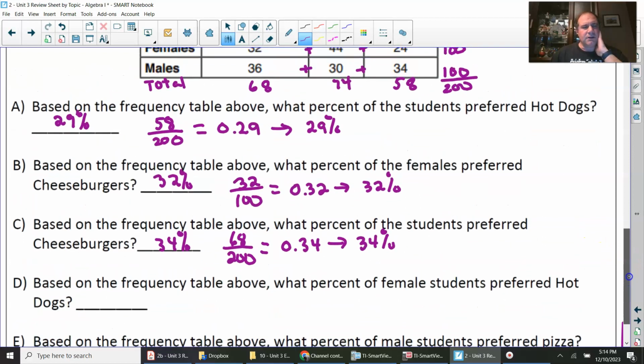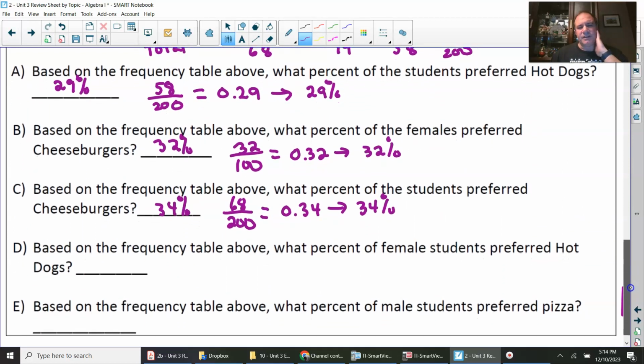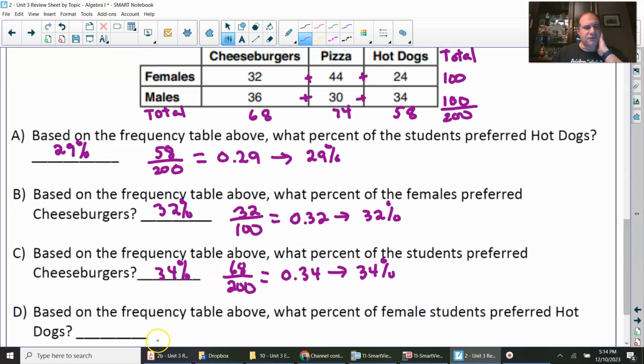Great. All right, based on the frequency table above, what percent of female students preferred hot dogs? Female students, there's 100 of them. How many of them preferred hot dogs? 24. You put that into the calculator, you get 0.24, and it is 24%.